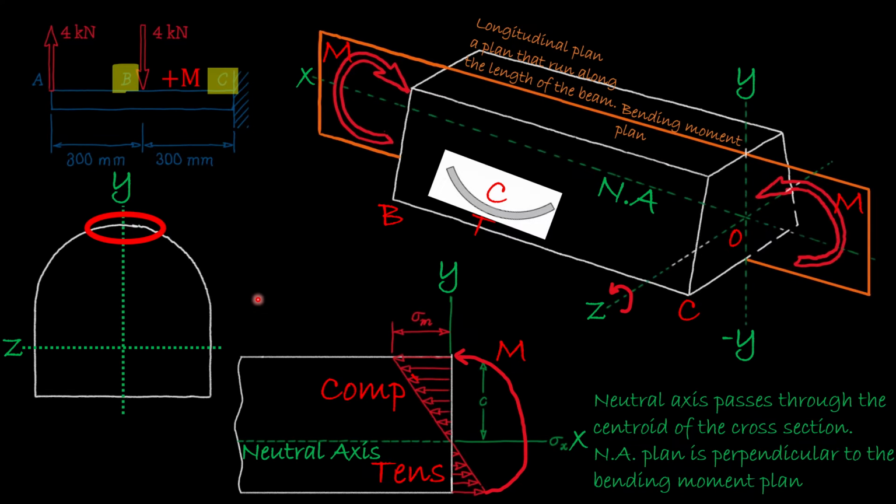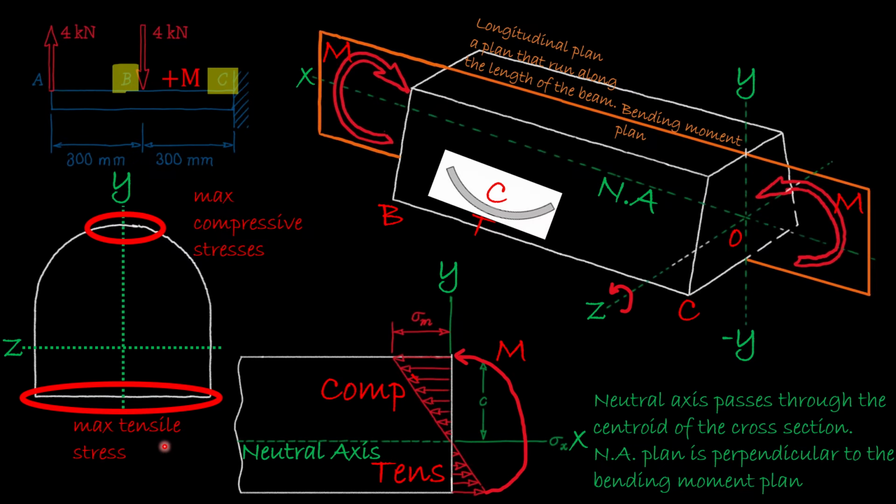So we are asked to find the maximum. So the question, where does the maximum happen? As you can see, the maximum happens all the way on the top or all the way on the bottom. So here at the top, we will have the maximum compressive stresses. Why do we say compressive? Because we are given a positive moment, and with positive moment the beam is concave up, the top will be compressive, the bottom will be tensile. So at the bottom in here, you will have maximum tensile stresses.